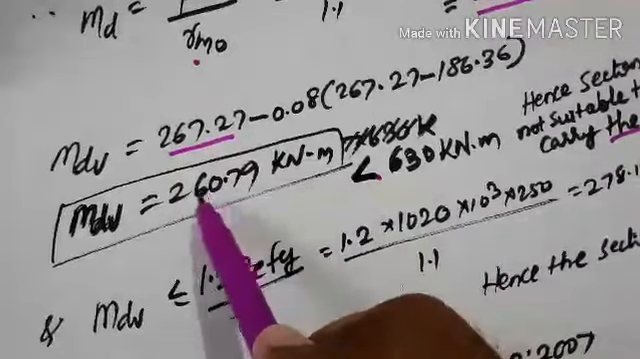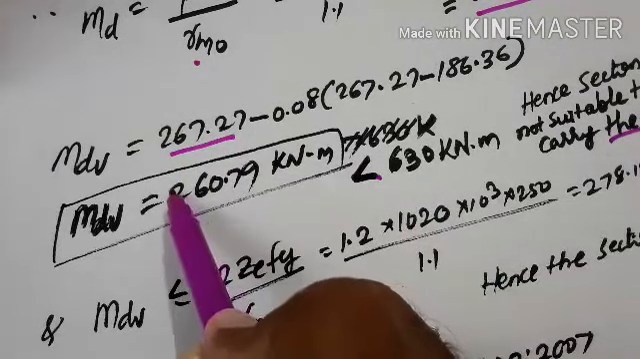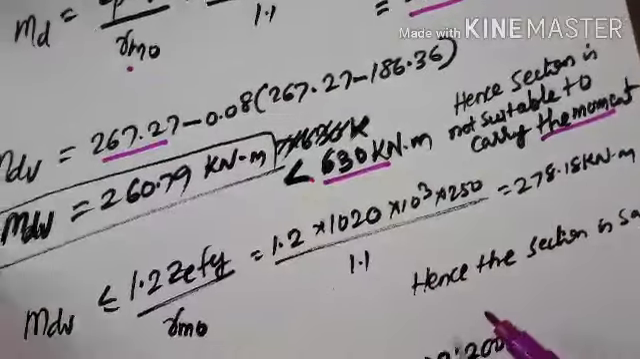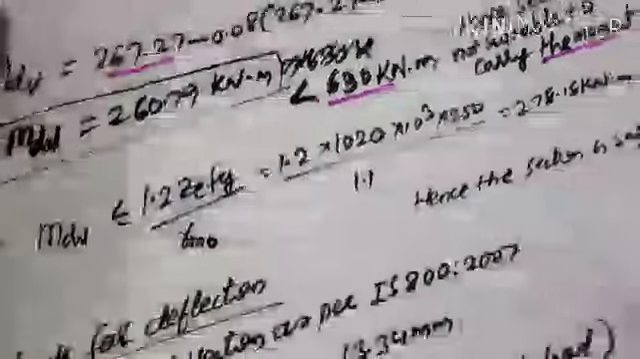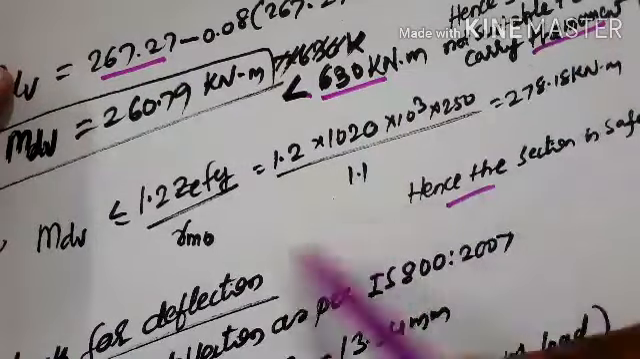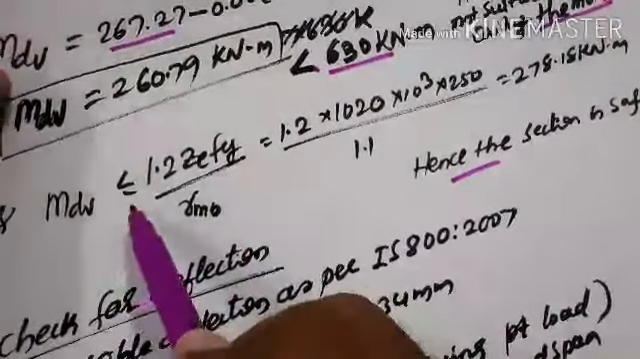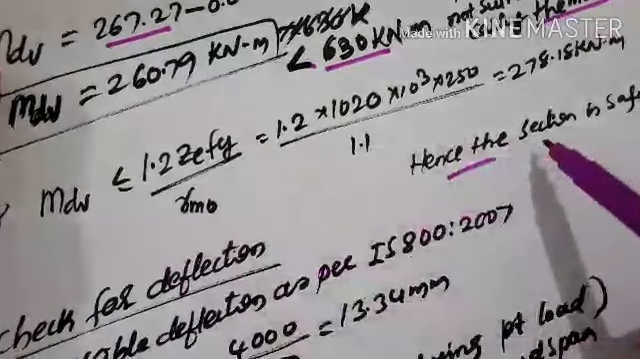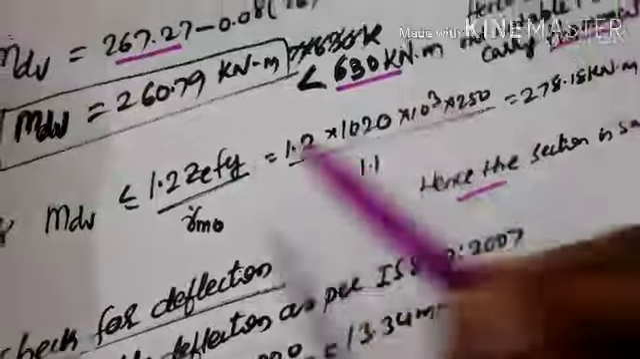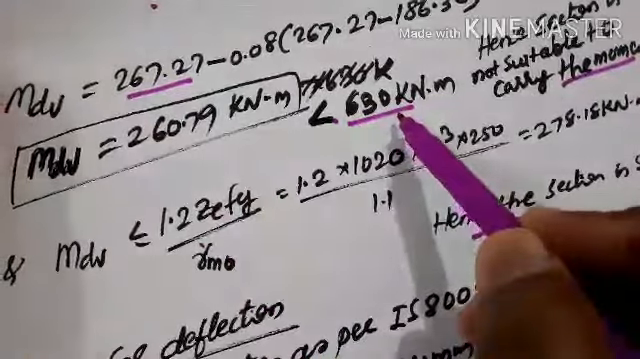The section is actually giving this much of moment, but the actual moment acting is 630 kilonewton meter. Hence the section is not suitable. Else the section can be revised. But this MDV should be less than or equal to this much; when you compare with this value, the section is safe, but the actual moment acting is this much. Hence the section can be revised.